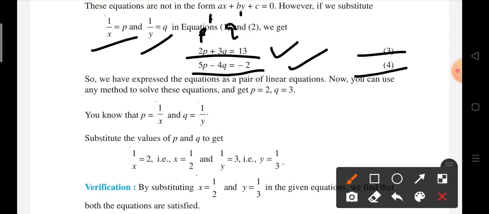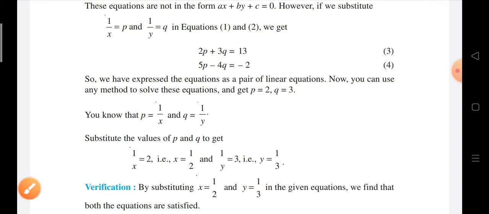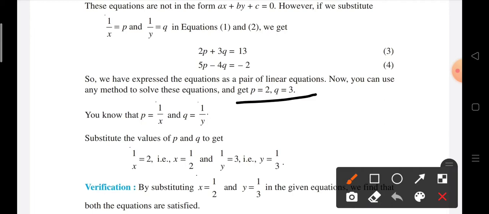Now by solving these two equations as we solved earlier, we get the values of p and q as 2 and 3. By any method you can do, by substitution, elimination or cross multiplication, you will get the values of p and q. Any method means we have done elimination, substitution, cross multiplication. Now p and q are not in the question, they have been assumed. So we have to find the values of x and y instead of p and q.